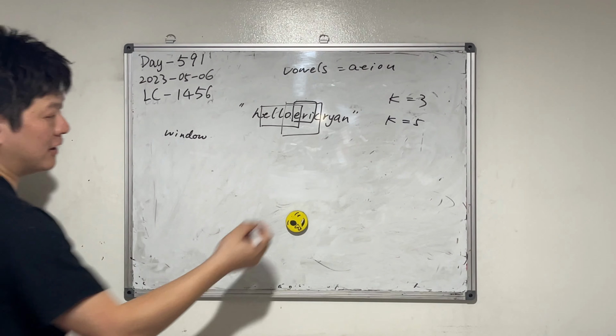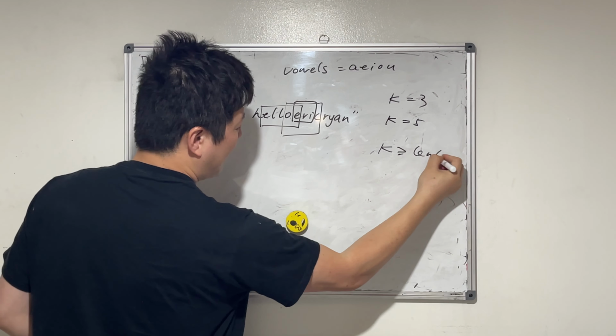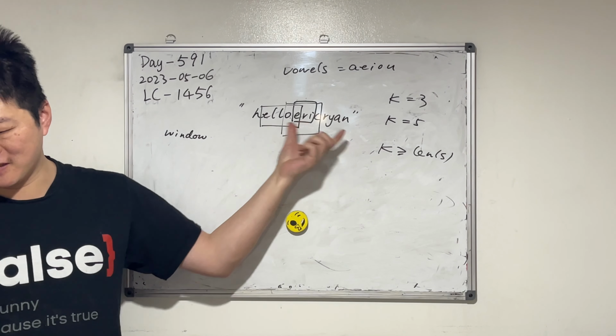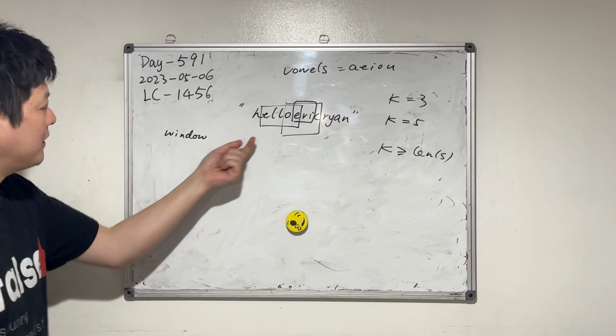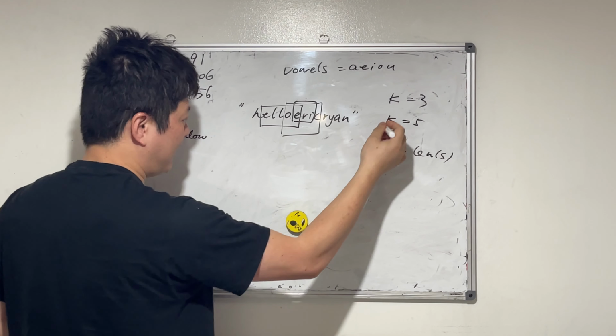That's a good one. If k is bigger than or equal to the length of s, then you just try to find the number of vowels in that string. So we return the number of vowels you can find in the window, which is the size k substring.